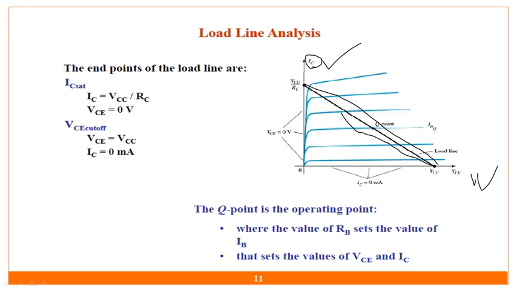Okay, and this line is called what? Load line. Take the maximum value of IC and the maximum value of VC, join them on this graph, and that is nothing but the load line. And the Q point is nothing but a point over here, any point on this line, but it should be at the center.